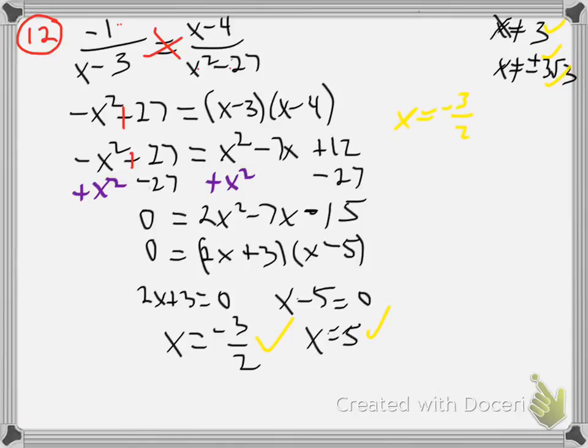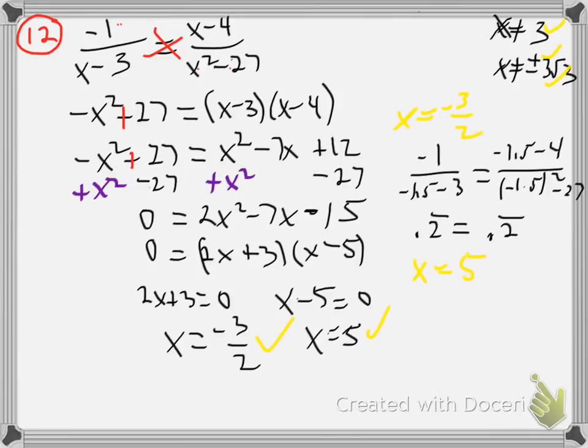You're going to get negative 1 over negative 1.5 minus 3. Does that equal negative 1.5 minus 4 over negative 1.5 squared minus 27? Okay, so when I checked it, it turns out I get 0.2 repeating equals 0.2 repeating, so that one works.